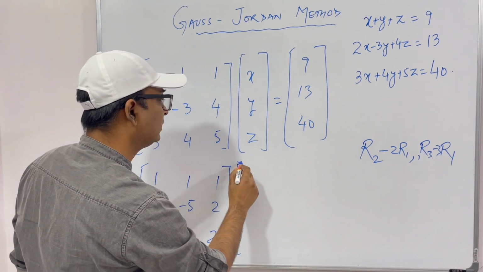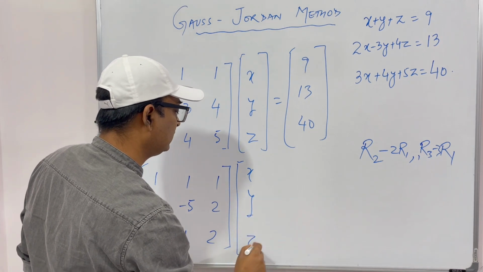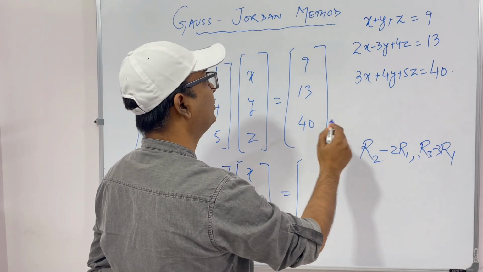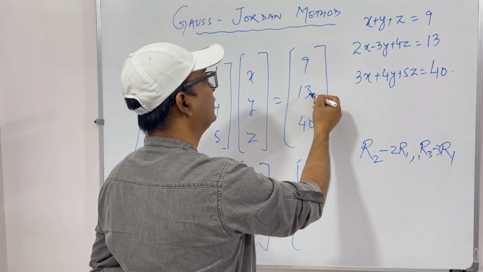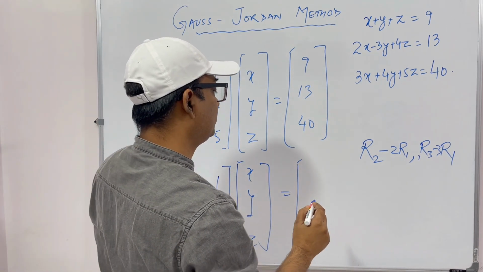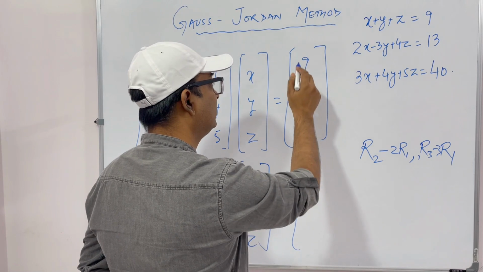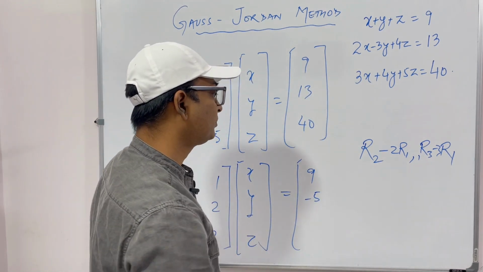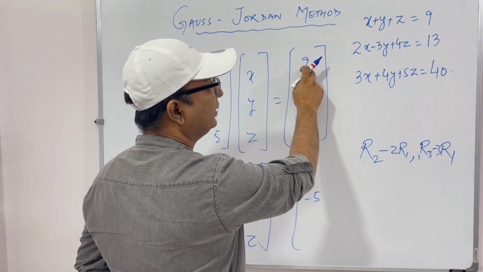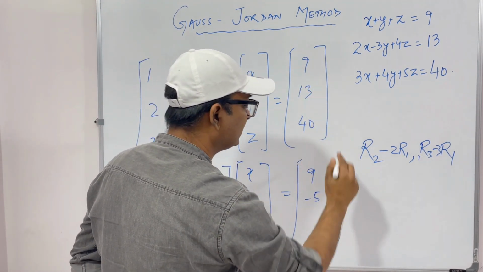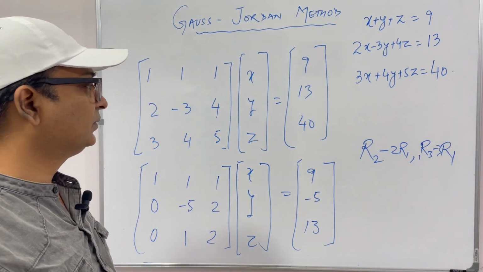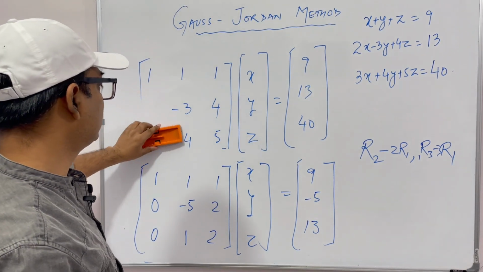Then we'll have to apply this on the RHS. R2 minus 2R1. So 13 minus 18 is minus 5. Then this minus 3R1. 3 into 9, 27. 40 minus 27, that is 13. So this is the first operation. Now let's see the second operation.